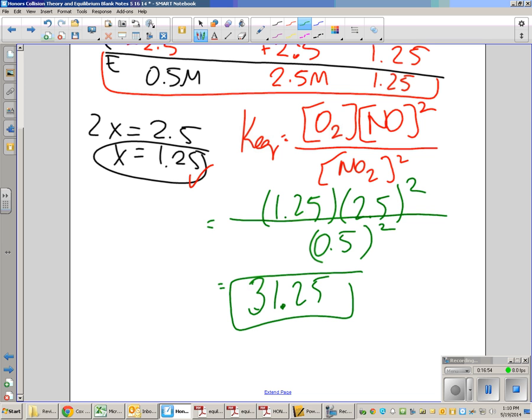So you put 1.25 times 2.5 squared in parentheses divided by 0.5 to the second in parentheses. I got 31.25. What'd you do? Did you plug in the calculator wrong? That's probably what you did. You need to square everything and then divide.